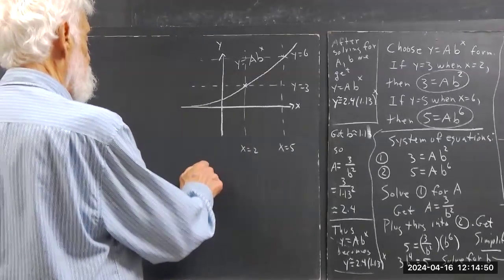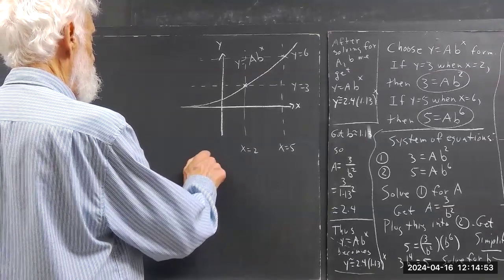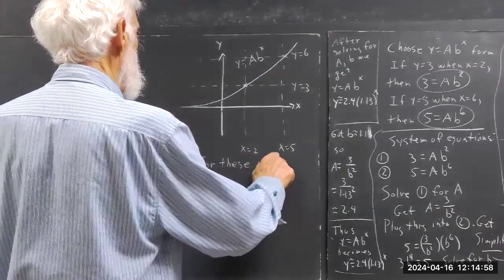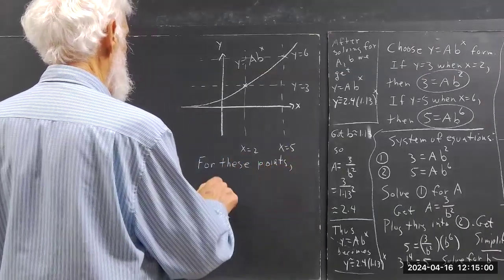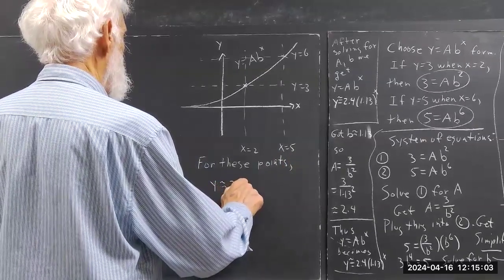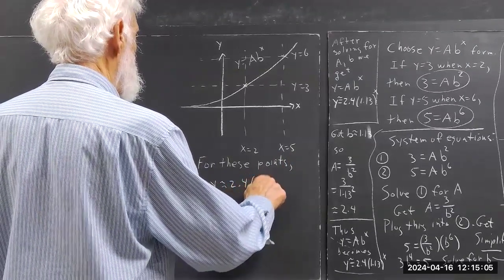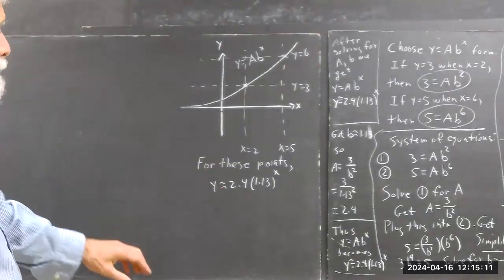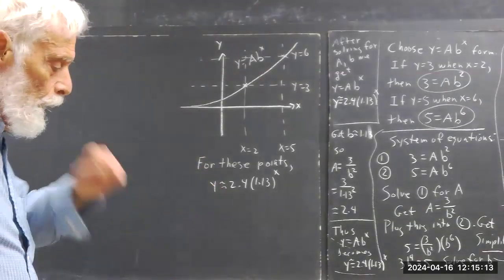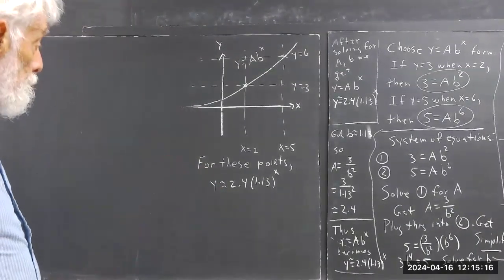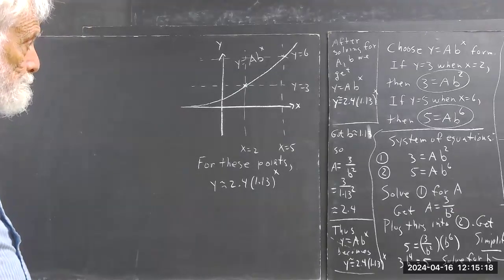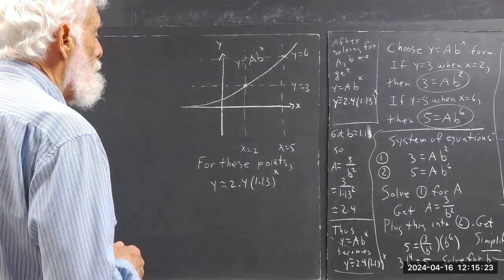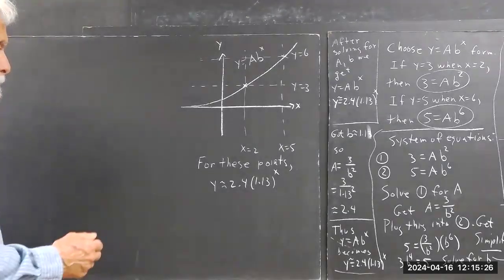Again, in this case, y is about 2.4, excuse me, times 1.13 raised to the x. How could we apply this?